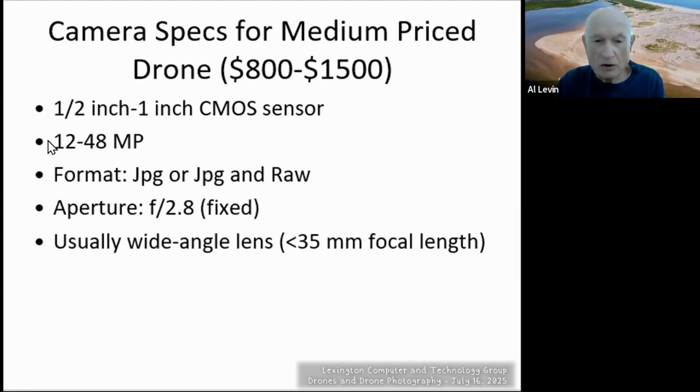It records 12 to 48 megapixel. It can record in either JPEG or combined JPEG RAW. The aperture is fixed, unlike your normal camera. It's fixed at 2.8, and the lens is usually a wide-angle focal length, that is a low focal length, less than 35 millimeters.